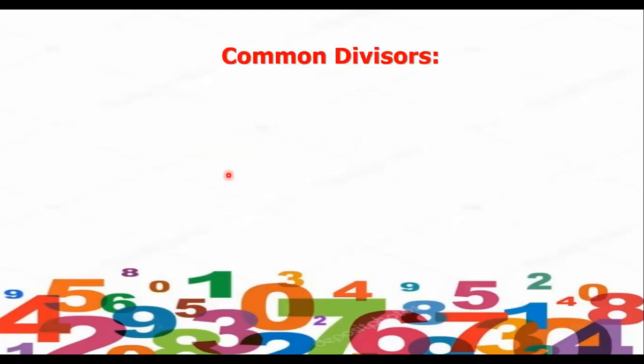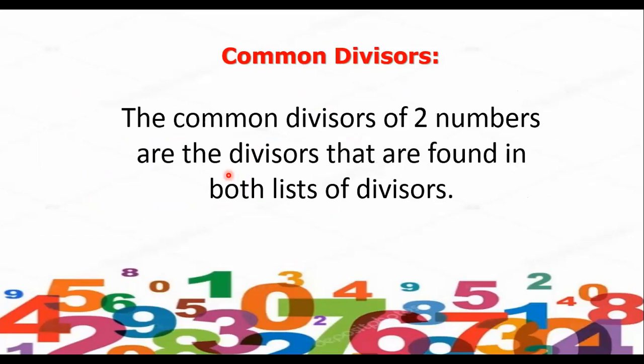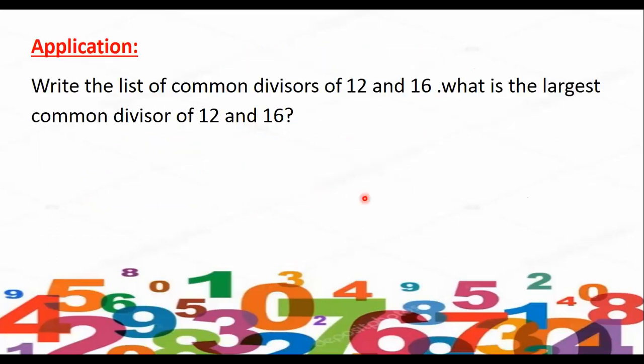Okay. Now we are going to talk about the common divisors. We talked about the divisors; now we are going to talk about the common divisors. What is the meaning of common divisors? The common divisors of two numbers: after finding their divisors, the common ones are those found in both lists of divisors. What do we mean by that? Let's take an application. I want to find the common divisors of 12 and 16.